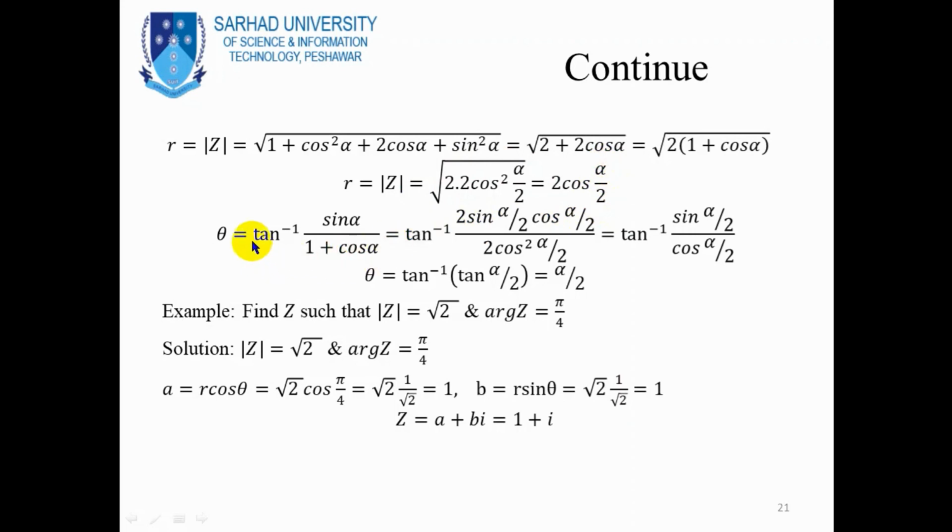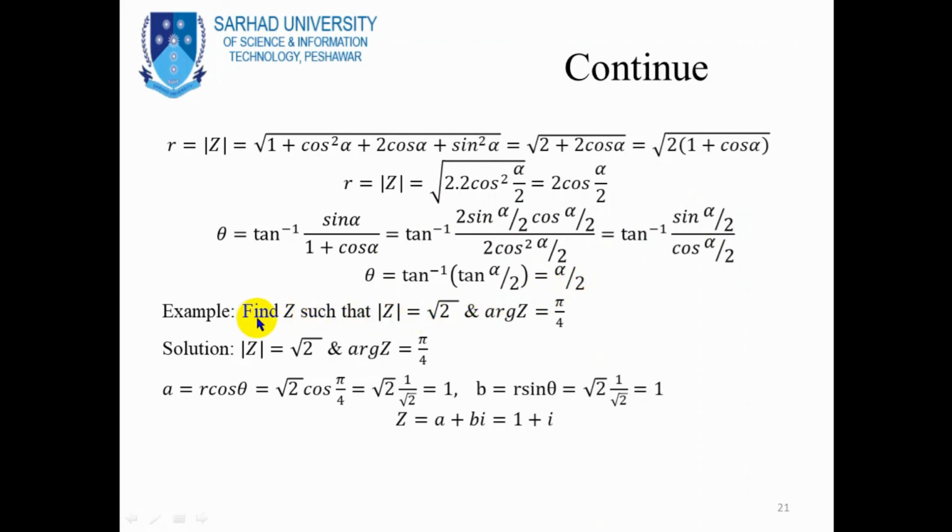Now theta is equal to tan inverse b by a. Tan inverse sine alpha divided by 1 plus cos alpha, which is equal to tan inverse of 2 sine alpha by 2 cos alpha by 2 divided by 2 cos square alpha by 2. So 2 cancels, cos alpha by 2 cancels. So tan inverse sine alpha by 2 divided by cos alpha by 2, which is equal to tan inverse of tan alpha by 2. Tan and tan inverse cancel, so we have theta is equal to alpha by 2.